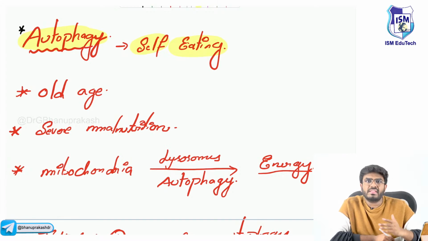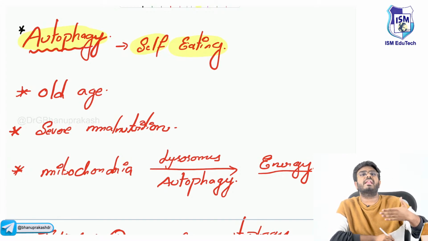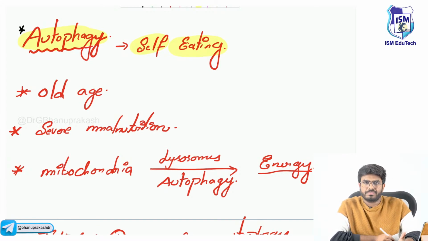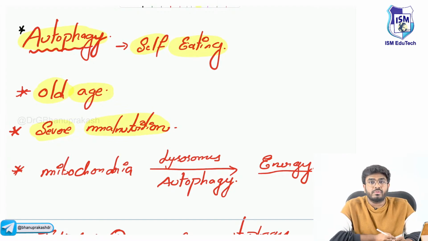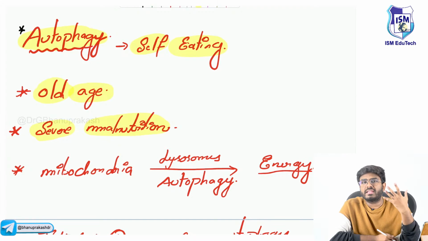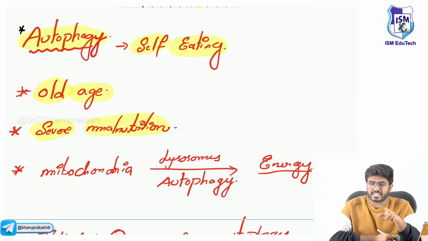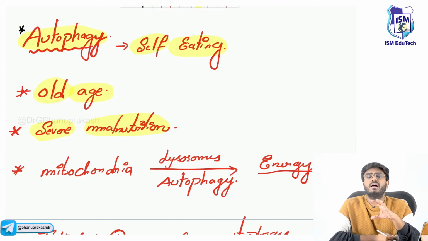Now when will it happen? With aging, with cellular aging, autophagy will occur. And not only that, during severe malnutrition, when you are not taking the proper nutrition, what happens? You have to get the energy, and one way to get the energy is by autophagy. I will explain in detail how exactly autophagy can occur during severe malnutrition.